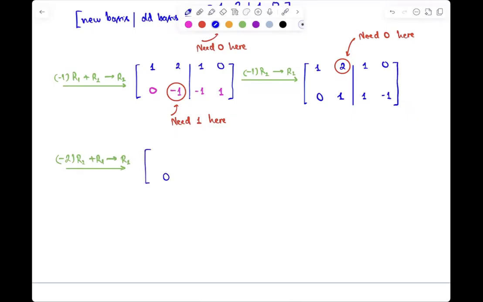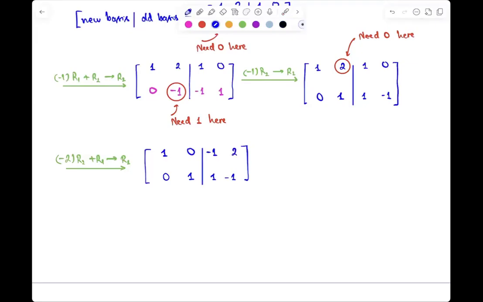So row 2 remains the same. And row 1 is going to be, -2 times 0, add with 1, you still have 1 here. -2 times 1 is -2, add with 2, gives you 0. And -2 times 1, add with 1 is -1. And -2 times -1 is +2, add with 0, you still have +2.